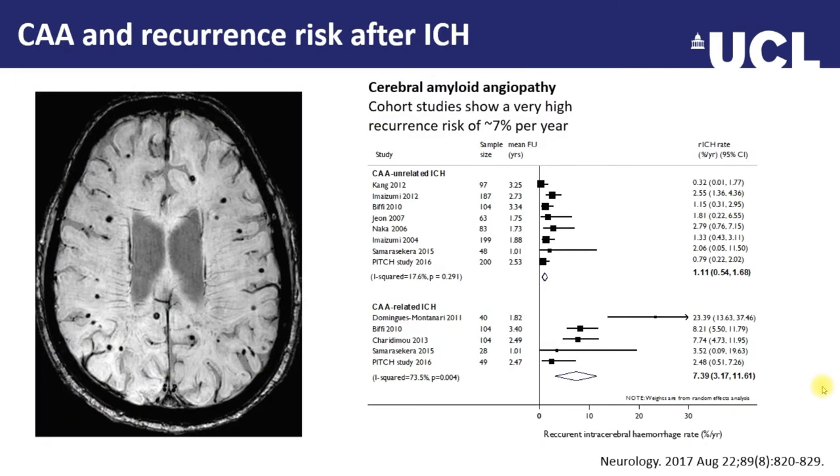So why diagnose amyloid angiopathy in somebody with an intracerebral hemorrhage? Well, it's highly relevant for prognosis. This meta-analysis shows that if you fulfill those Boston criteria for intracerebral hemorrhage due to amyloid angiopathy, the risk of recurrent intracerebral hemorrhage is 7.4%, whereas those who don't fulfill that criteria, it's only 1.1%. And this is important prognostic information that's relevant for patients, doctors, families, and so on.